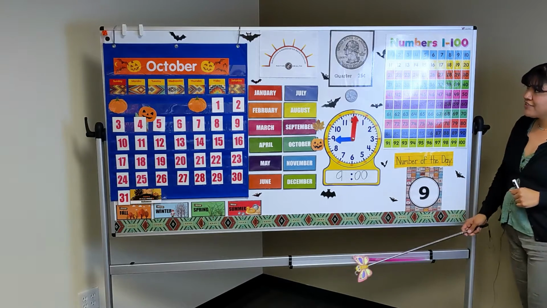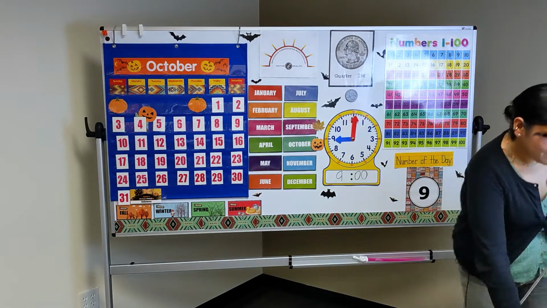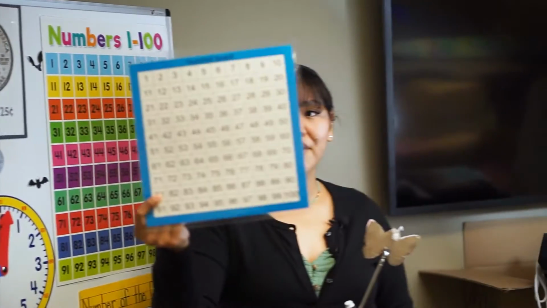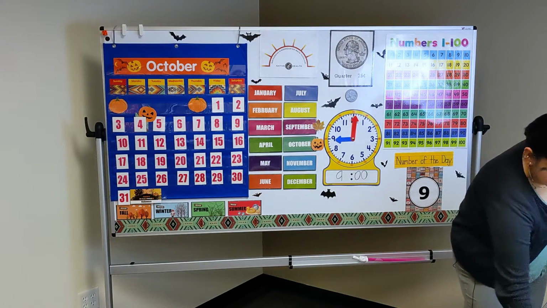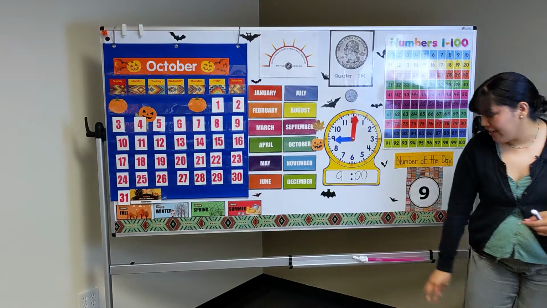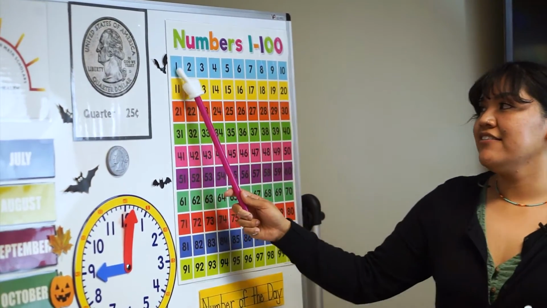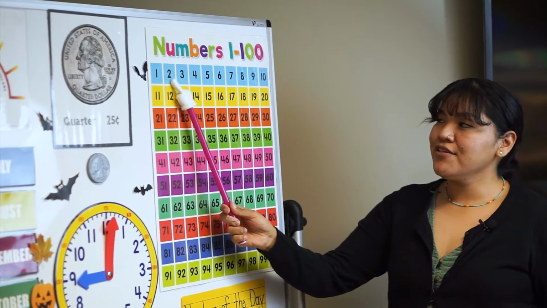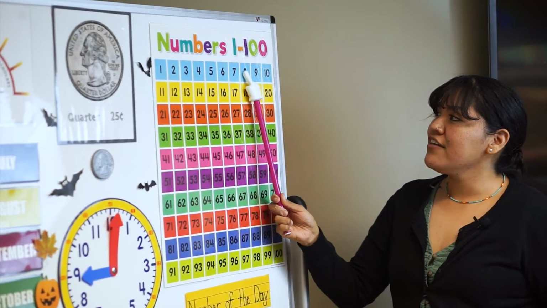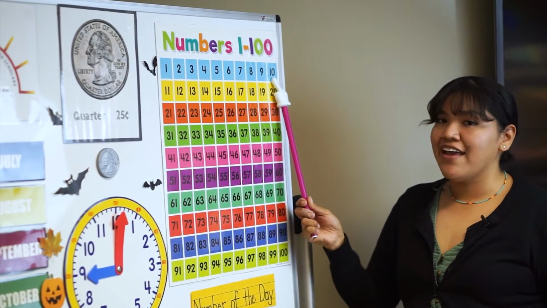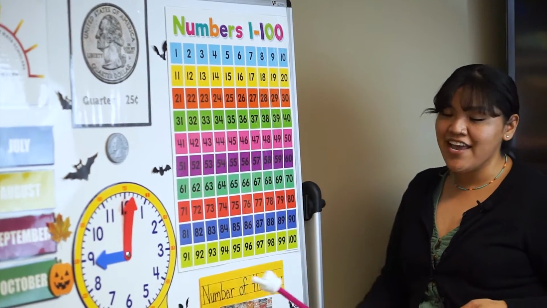All right, let's go to our hundreds chart. Everyone get out your hundreds chart. Pull your hundreds chart out. All right, and we're gonna count to 10, just like we did on our number line. But let's count to 10 on our hundreds chart. All right, let's start with 1. So we have 1, 2, 3, 4, 5, 6, 7, 8, 9, 10. All right, awesome.